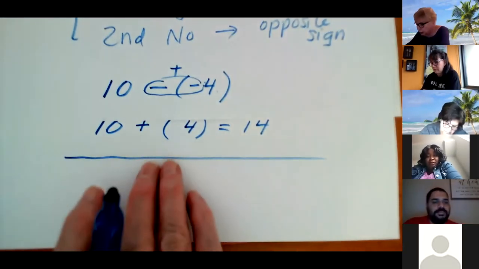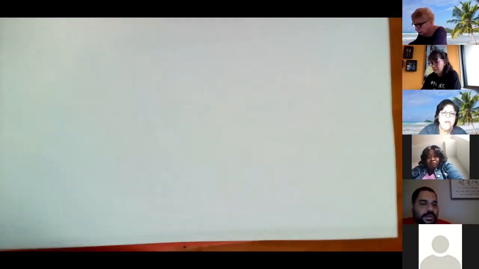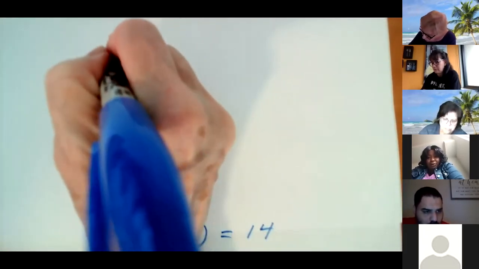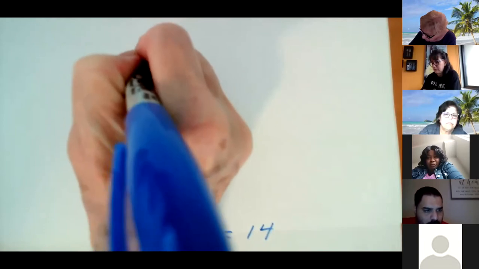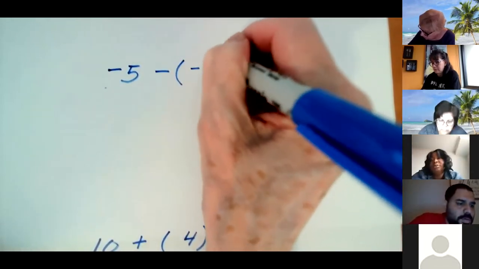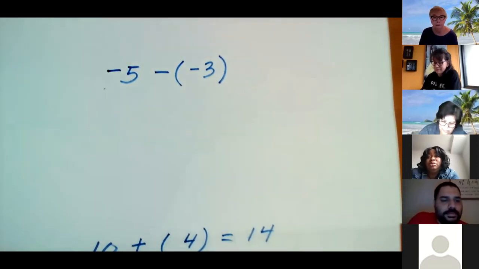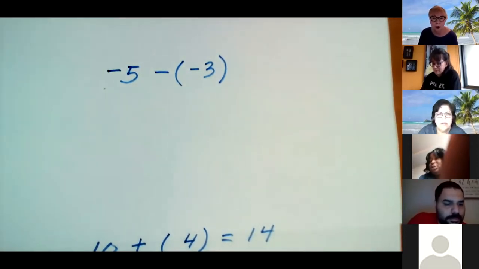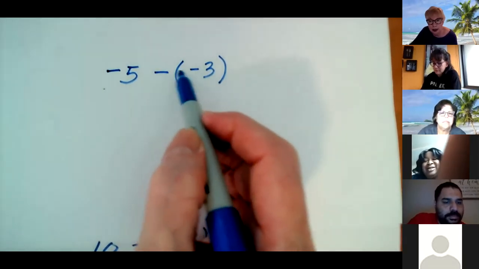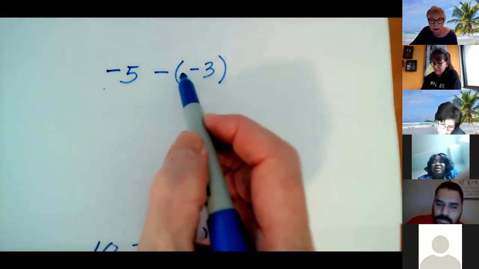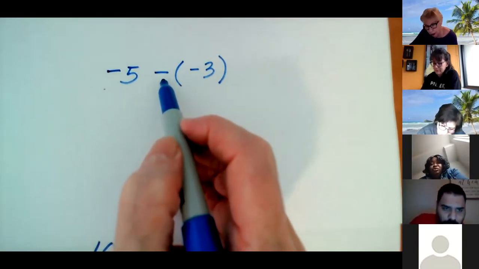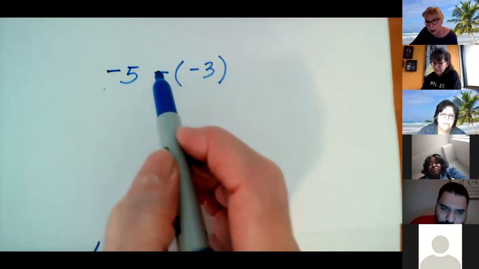Okay, let me try another one. Why did I use parentheses? Because the two minuses wouldn't look very good. I want you to clearly see this is subtract to start with. And so I know what to do.